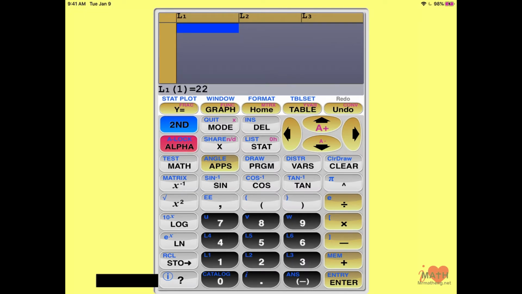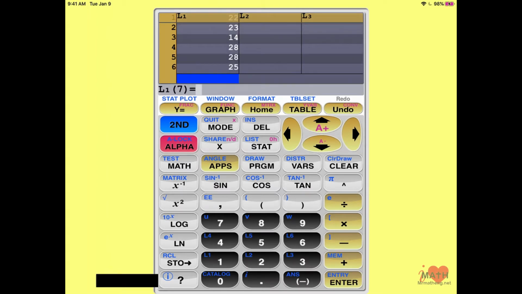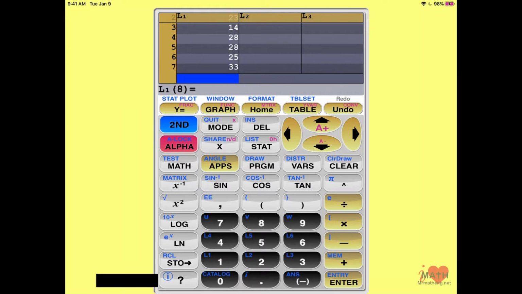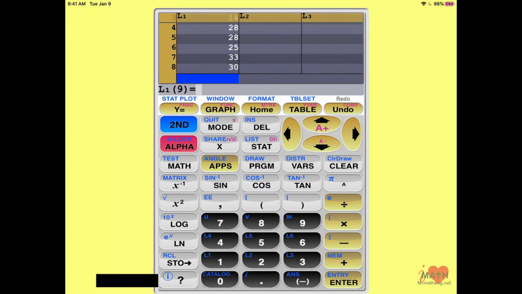So 22, 23. And I'm not an expert on each of your calculators, nor can I be. There's like 20 million calculators that each of you will bring, so I can't show for each one of you. But this mimics a TI 83, 84, and the different versions. 25, 33, and 30. So I got there by just going to stat and then edit.